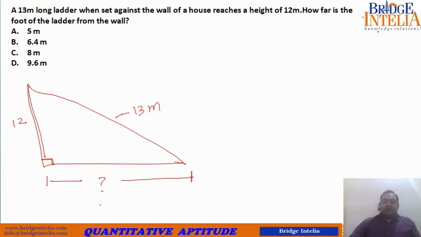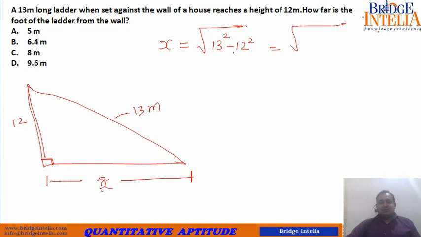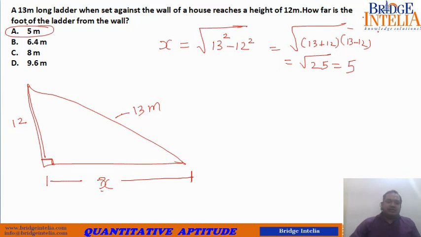This distance we have to calculate, so let this be x. Applying Pythagoras theorem, x is equal to under root of 13 square minus 12 square, which is a square minus b square. So 13 plus 12 into 13 minus 12. This is under root of 25, which comes out to be equal to 5. Let's move to the next one.